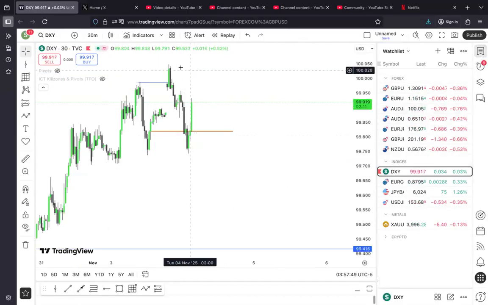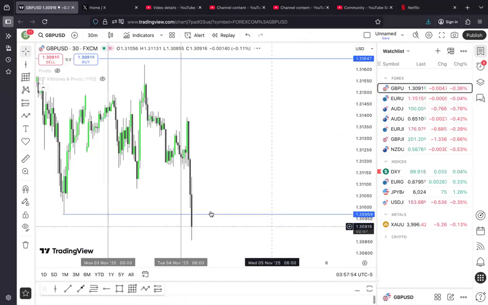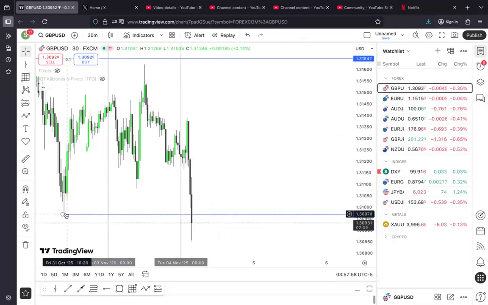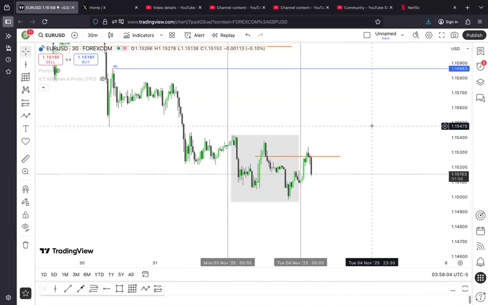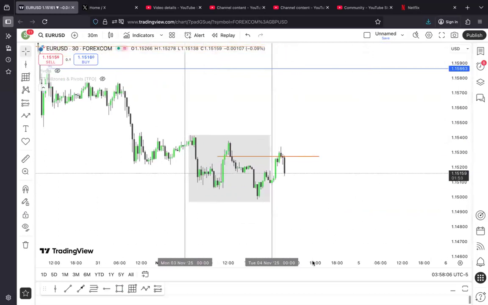So DXY has not taken out this low anyway. So this is showing weakness. And GBP USD already took out this low. So for me, we could see this as a stop point on this previous move. So everything is still aligning for now. There's no need to engage in markets right now, of course, because there's no confirmation here. So yeah, see this as accumulation.